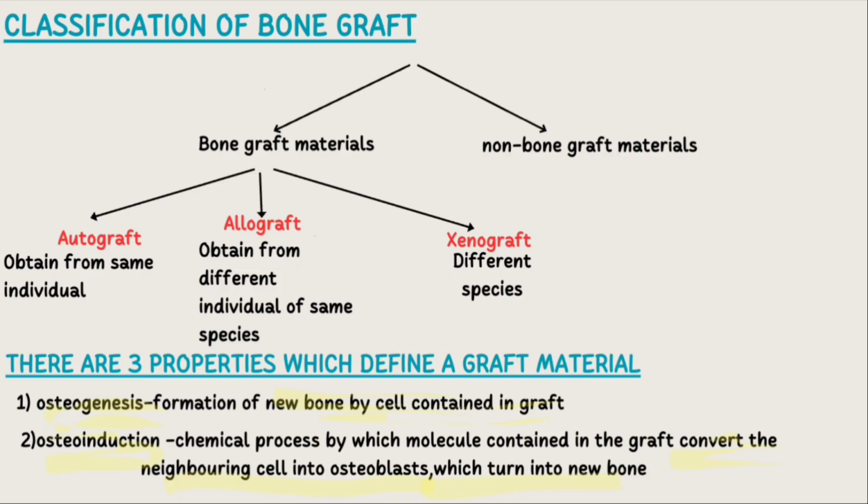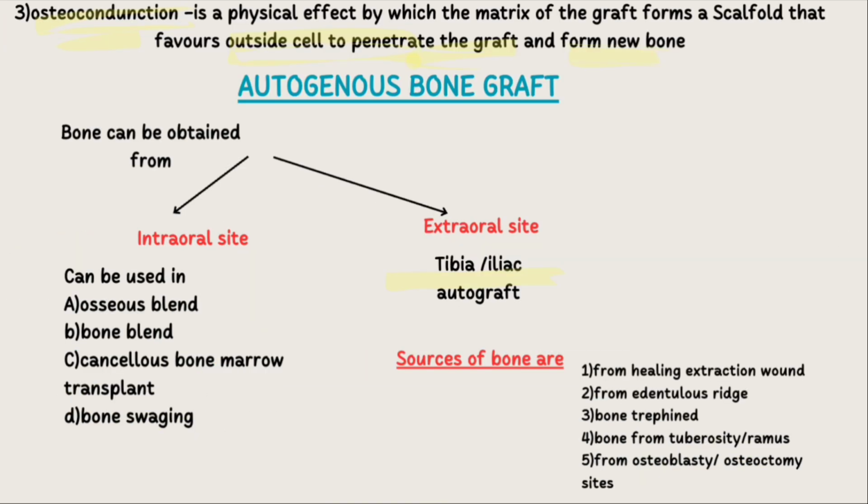Osteoinduction is a chemical process by which molecules contained in the graft convert the neighboring cells into osteoblasts, which turn into the new bone. Osteoconduction is a physical effect by which the matrix of the graft forms a scaffold that favors outside cells to penetrate the graft and form the new bone. So this is a physical process. The graft acts like a scaffold, allowing the outside cells to grow into it and form the new bone.